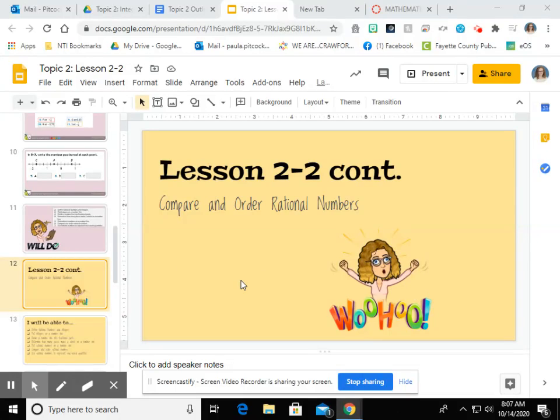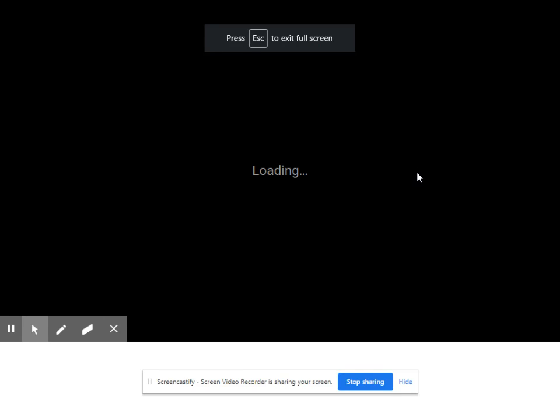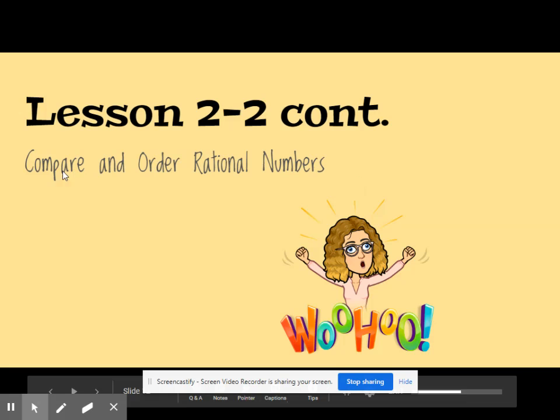Hello, guys. Today we are going to finish lesson 2, which, remember, was about rational numbers. We're going to continue it today so that we not only plot rational numbers on a number line, but we are going to compare and order the rational numbers. All right, so let's get started.